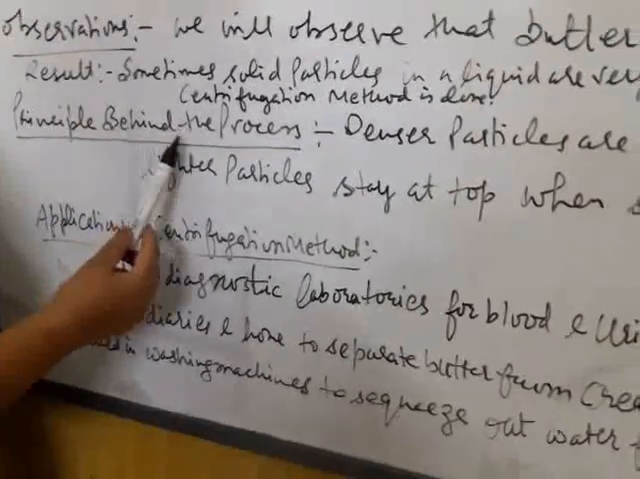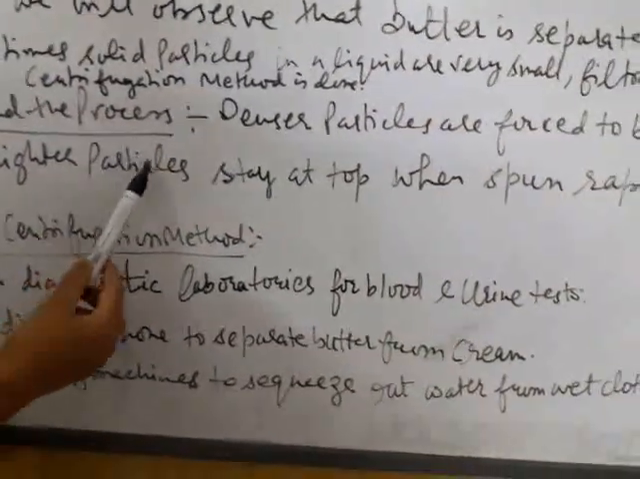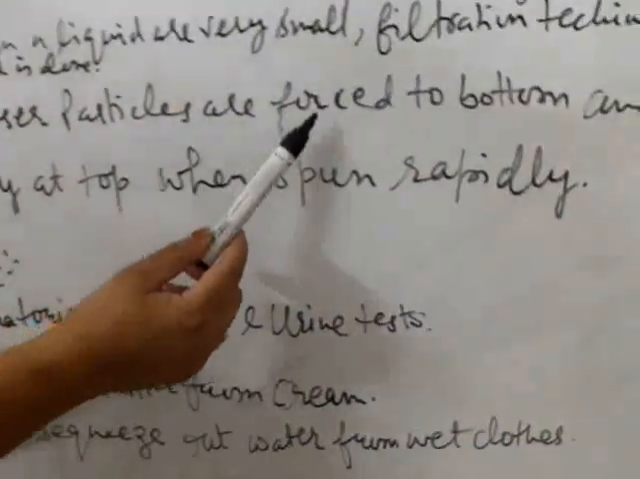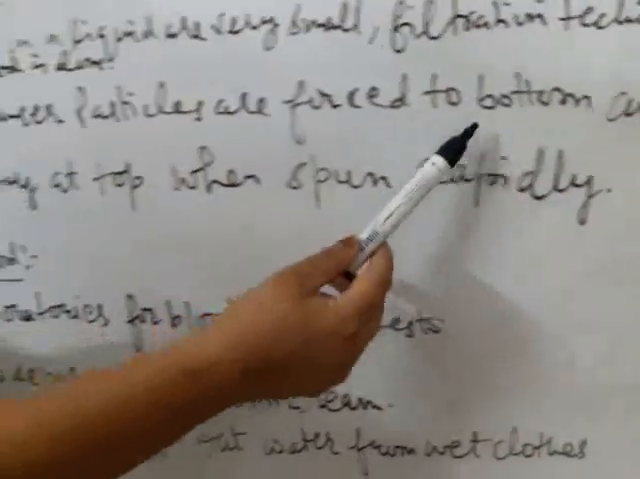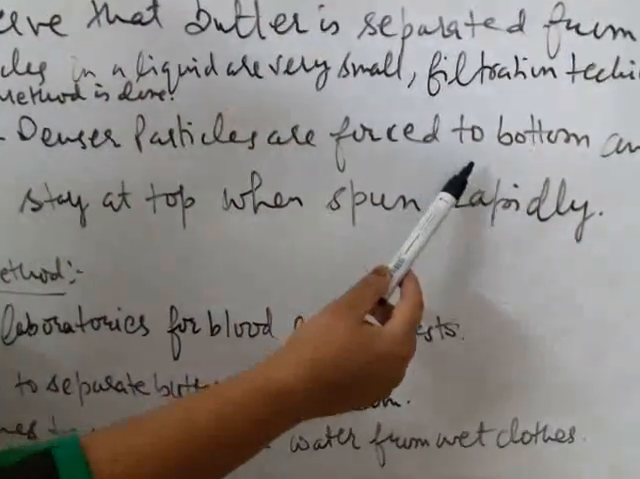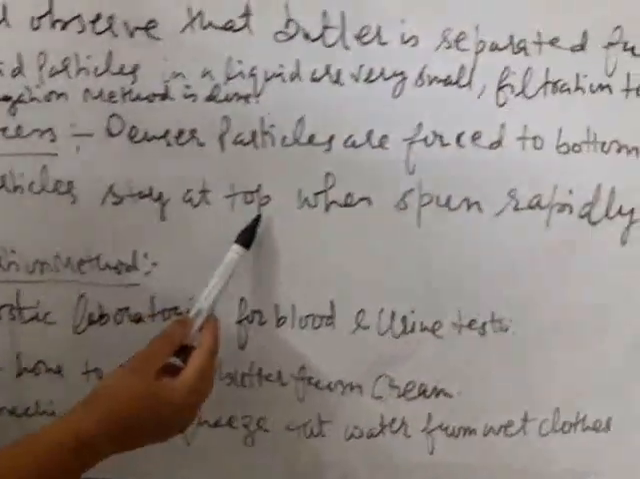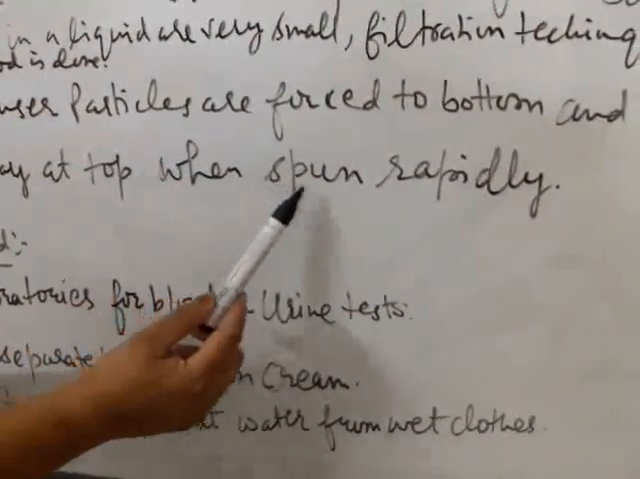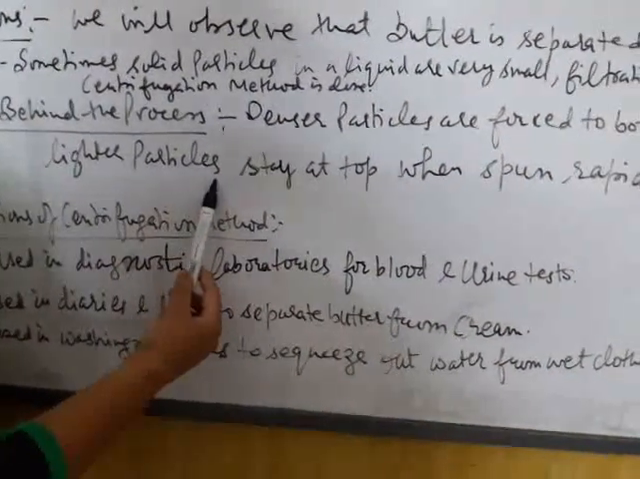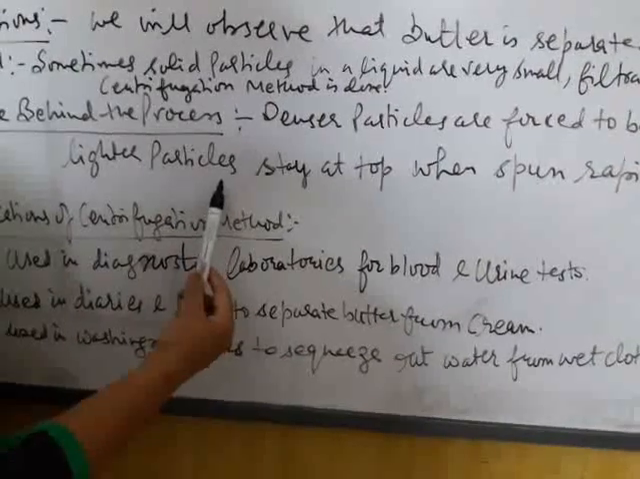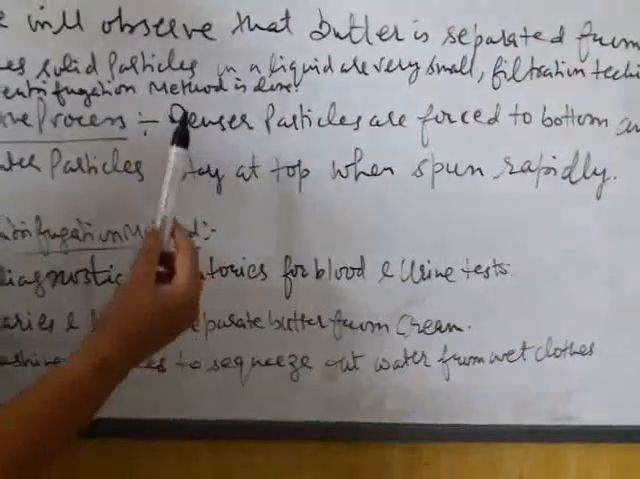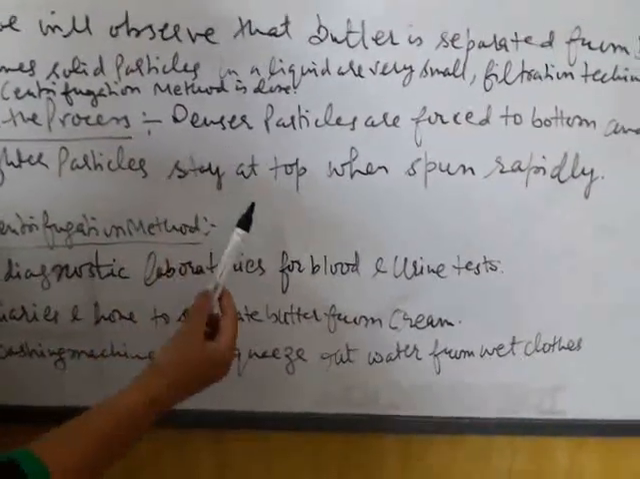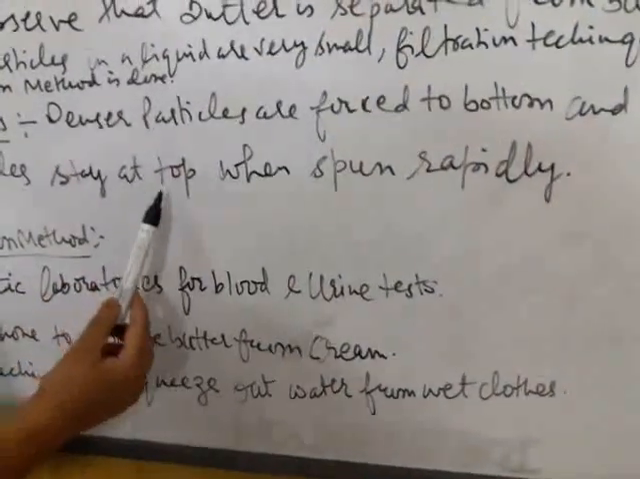Now what is the principle behind this process? Denser particles are forced to the bottom. Here the denser particles are buttermilk, and lighter particles stay at the top when spun rapidly, and the lighter particle is butter. So it will stay at the top, and the denser particle is buttermilk, which we call lassi, it will remain at the bottom.